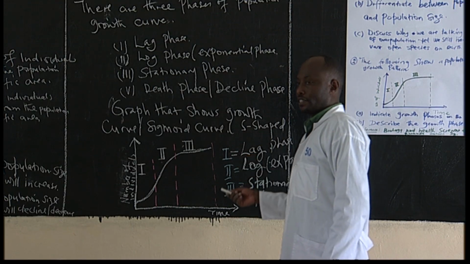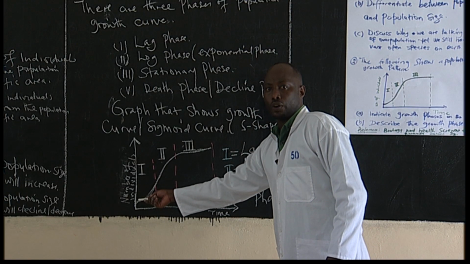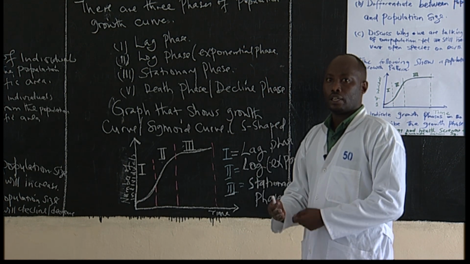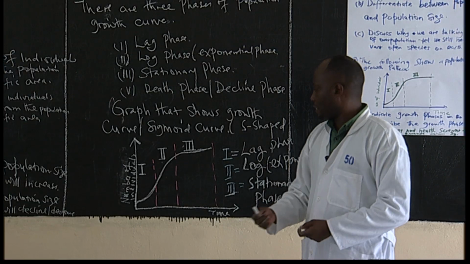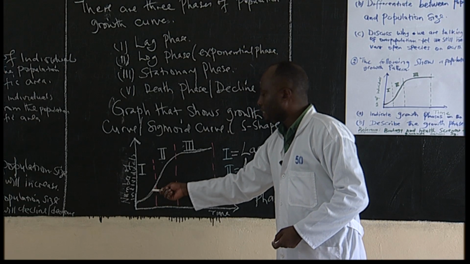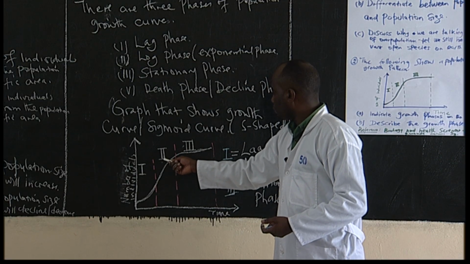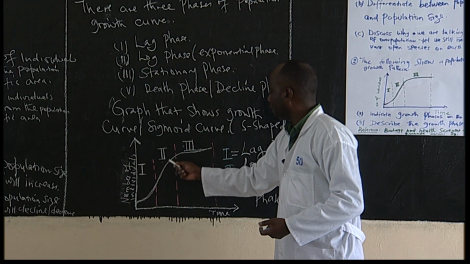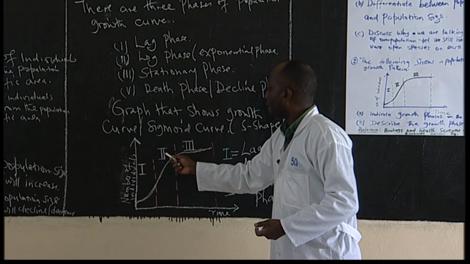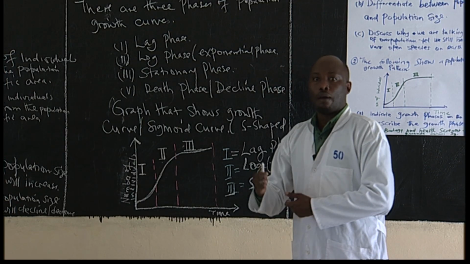In lag phase, the population is multiplying at a smaller rate because there is a smaller number of individuals, there are fewer mating partners, so the number of individuals is not increasing very rapidly. They are increasing at a slow rate. This is the lag phase, or what you call the J-shaped phase. In the log phase or exponential phase, the individuals are multiplying rapidly.